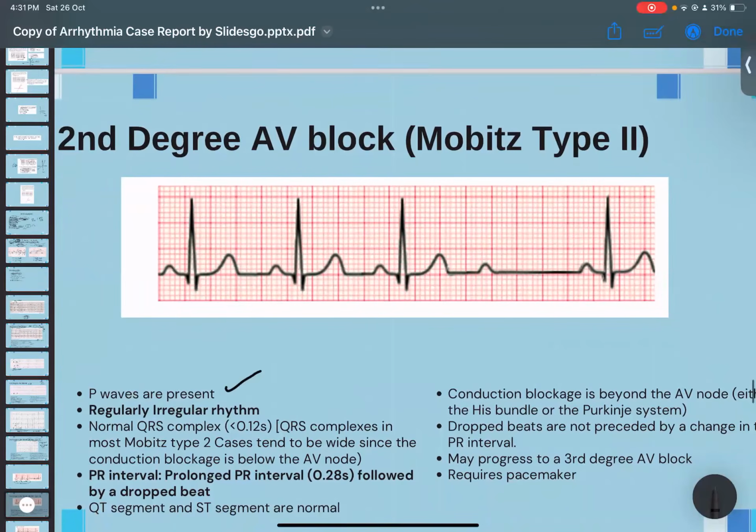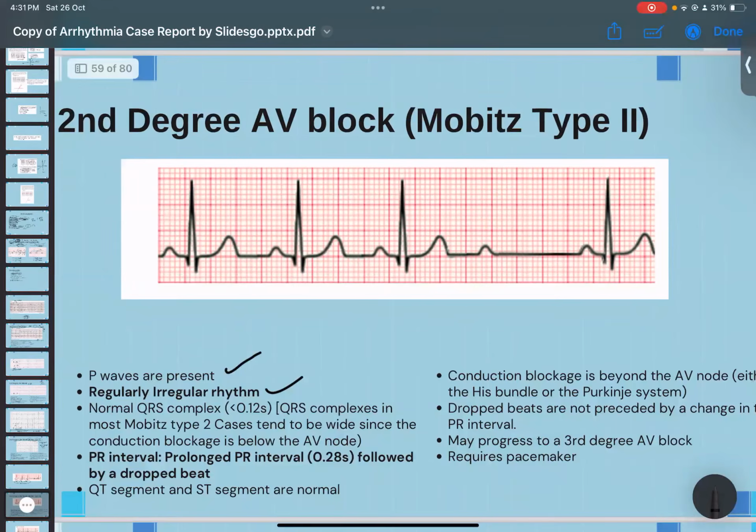So you have P waves present, it is a regularly irregular rhythm. The QRS complex is narrow, but usually in Mobitz type 2, there's a conduction blockage either within the bundle of His or in the Purkinje system. It's usually beyond the AV node. So this is the AV node, okay, the bundle of His, the left and right bundle branches. Usually the conduction blockage happens somewhere here. And because the conduction blockage is happening somewhere there, your cardiac cells are going to pass electricity from one cell to another, and that's going to take a lot longer.